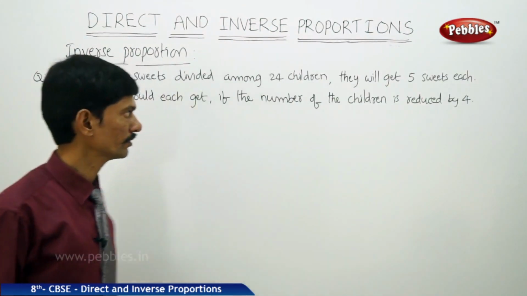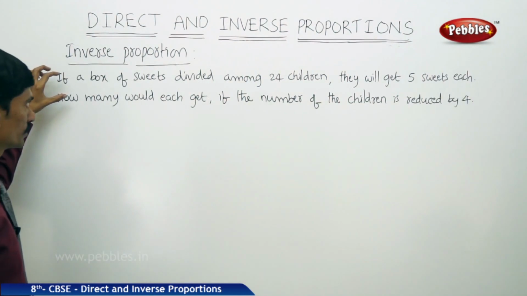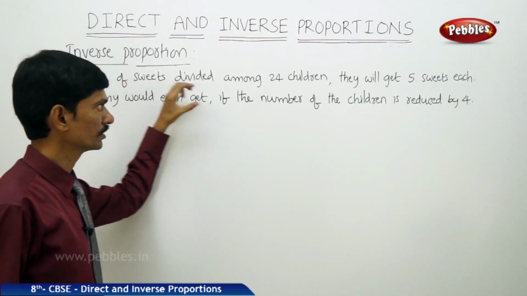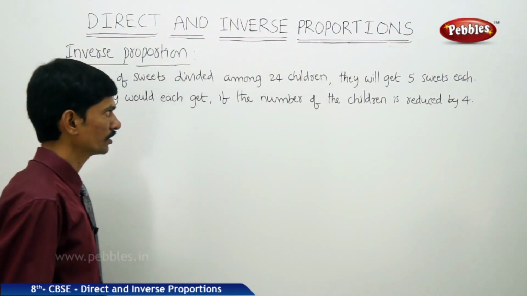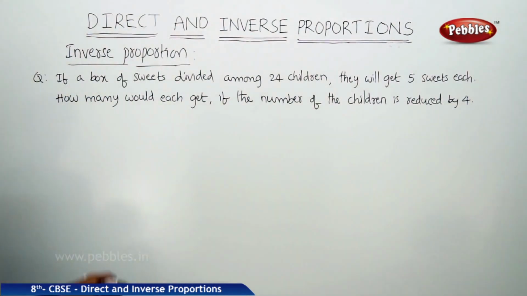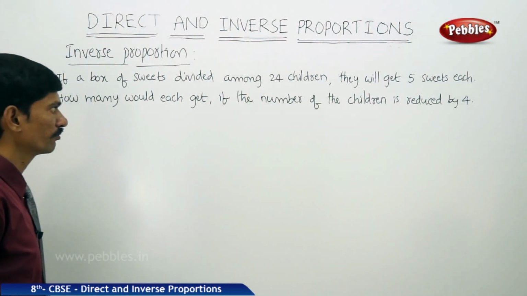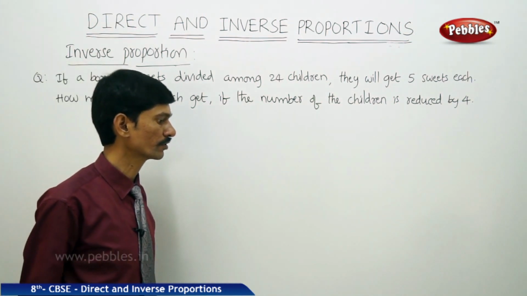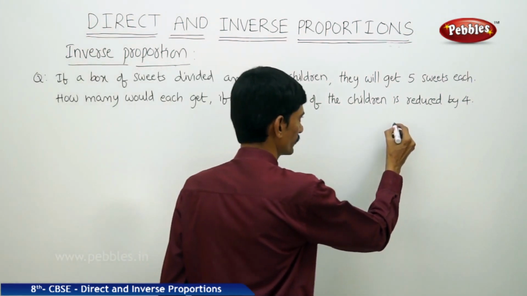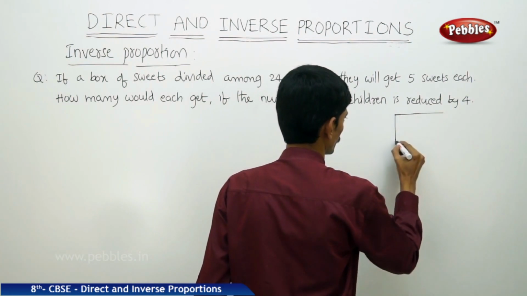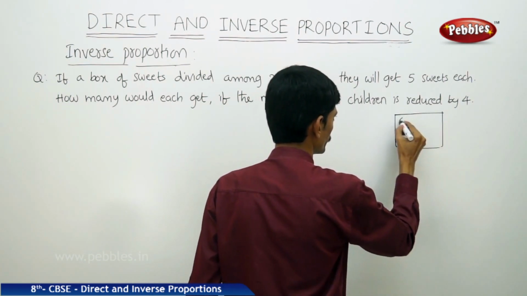Now let us solve a problem. If a box of sweets is divided among 24 children, then they will get 5 sweets each. How many would each get if the number of children is reduced by 4? Now there is a box of sweets. So in the box some sweets are there.